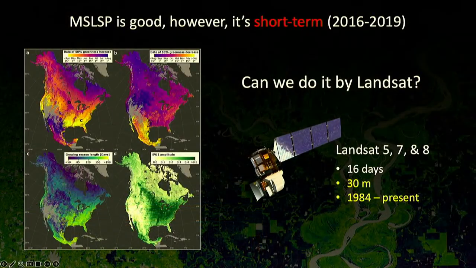Now, this 30-meter product, awesome. But it's short-term because, like I said, Sentinel-2 was launched in 2015. You cannot go back in time to observe phenology like 20 years ago. No way. Then I came up with this idea: can we do it with Landsat? Because if you combine Landsat 5, 7, and 8, and now we have Landsat 9, you will have almost 40 years of observations. And Landsat is all 30 meters, right? But why isn't there any Landsat-based phenology data set?